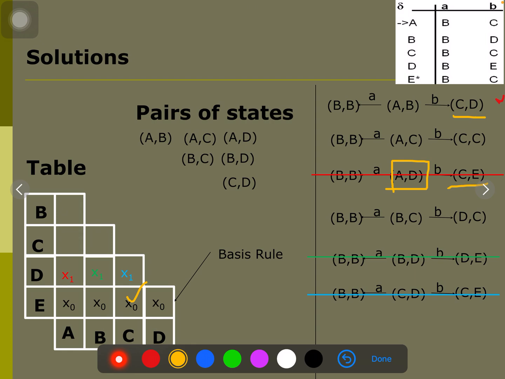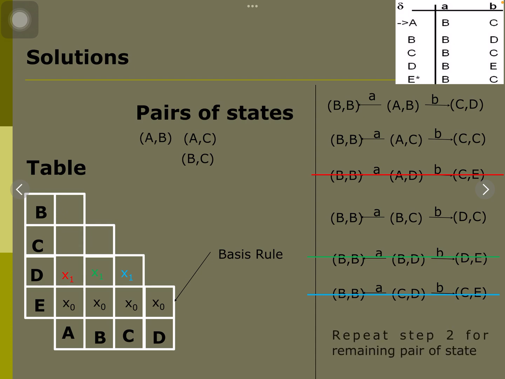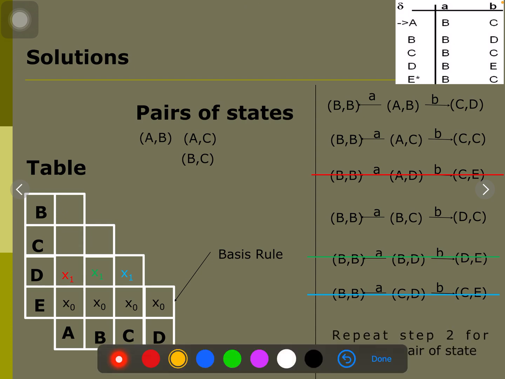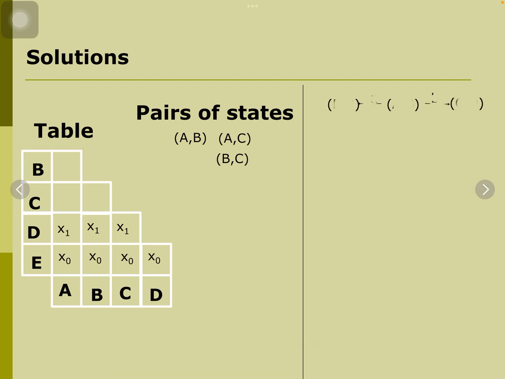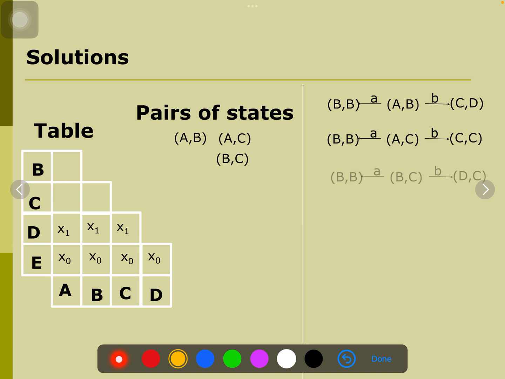Still three more pairs of states are there. You have to repeat step 2. So what is that step 2? Repeat step 2 for the remaining pairs of states. I'll take AB, AC, BC.